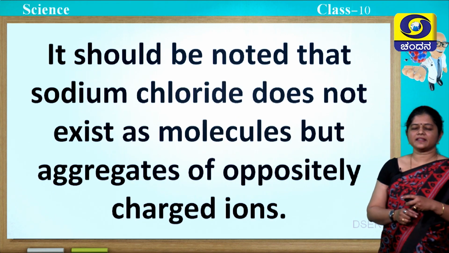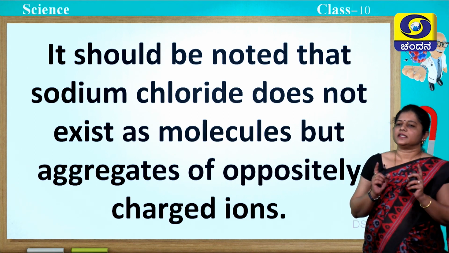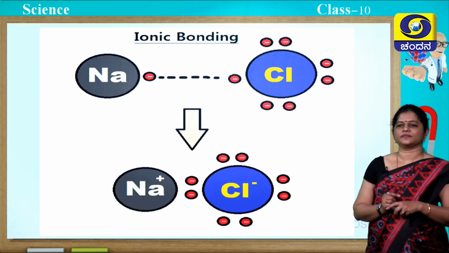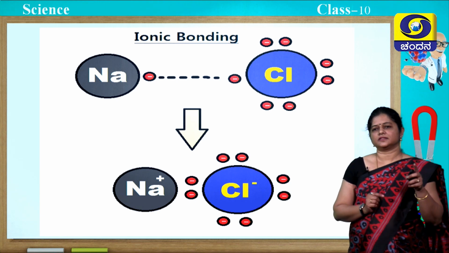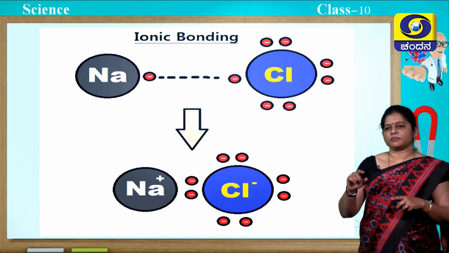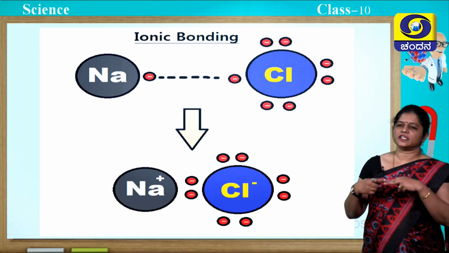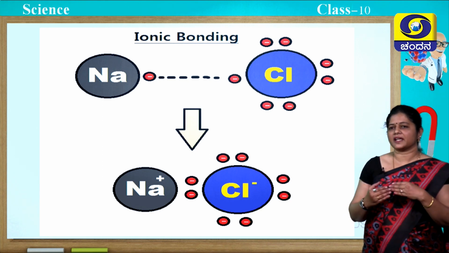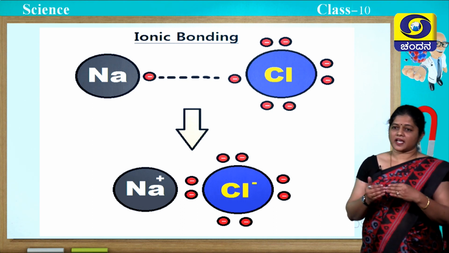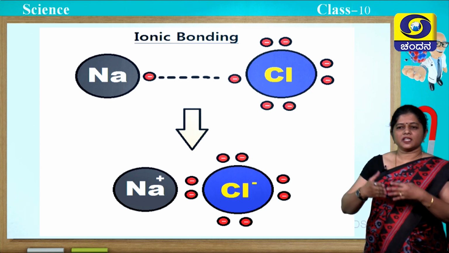It should be noted that sodium chloride does not exist as a molecule, but as aggregates of oppositely charged ions. So, now you can see here there is the ionic bonding. When sodium is giving away the electron from its outermost shell, chlorine is receiving that. There is a strong force of attraction that is being built between sodium and chloride, and that bond is called the ionic bond.